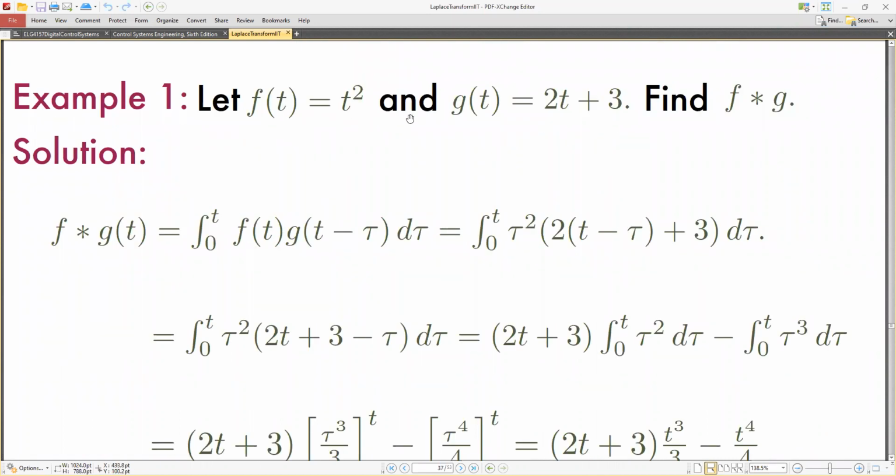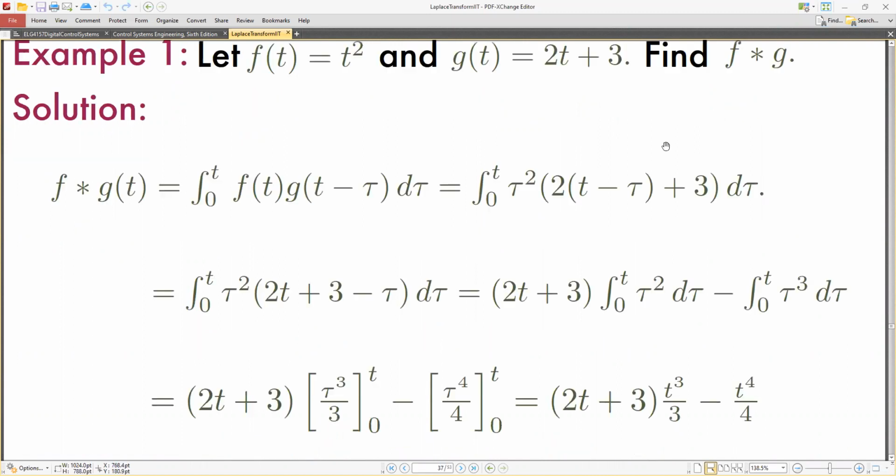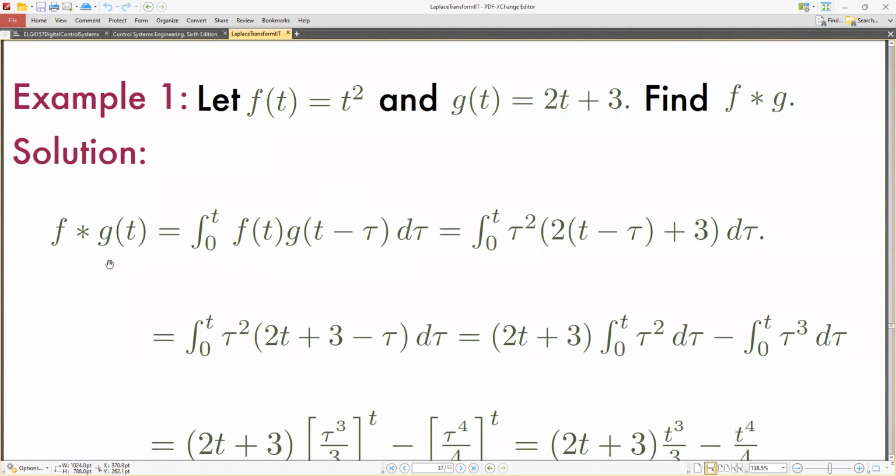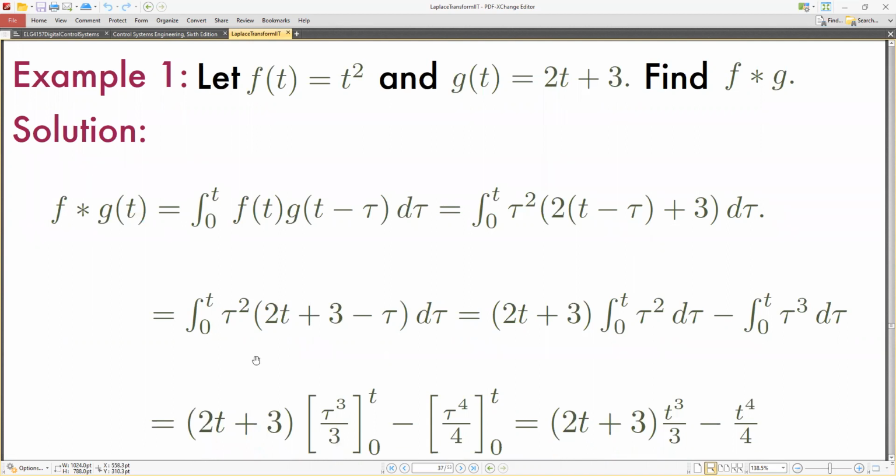Let's see this convolution example. f of t is equal to t square and g of t is equal to 2t plus 3. Find the convolution of f and g. Write the formula: integral from 0 to t, and instead of f of tau we write tau square, and instead of g of t minus tau we write 2 times (t minus tau) plus 3, d tau.